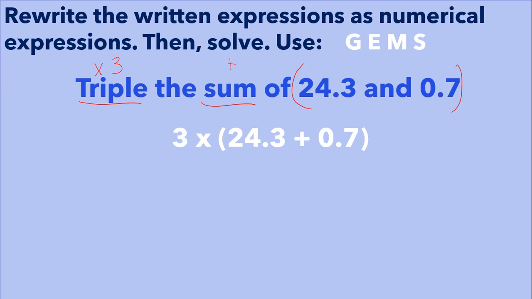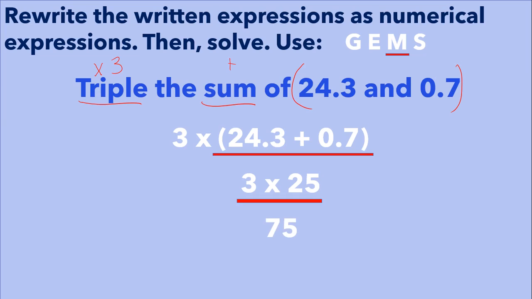So we have 3 times the sum of 24 and 3 tenths and 7 tenths. Here we do see that we have grouping symbols. So let's do the addition that's inside the parentheses first. 24 and 3 tenths plus 7 tenths is 25. So now we have 3 times 25. There are no exponents, but we do have multiplication. So we're going to multiply 3 times 25, which is 75.